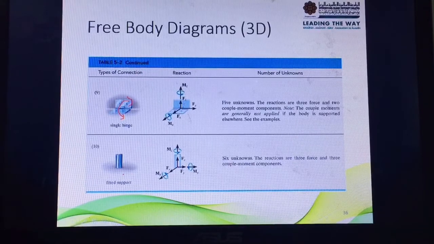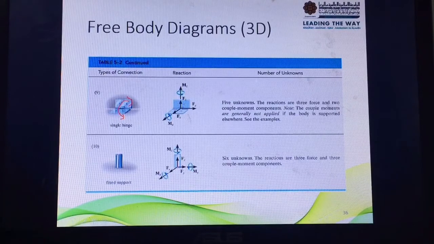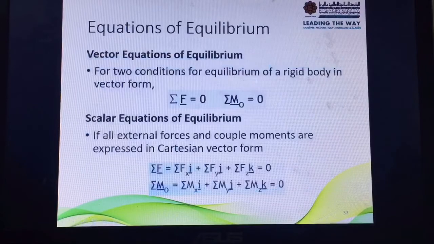Next, the fixed support. For 2D, remember that the fixed support has Ax, Ay, and Ma. Here, for the fixed support in 3D, you have three more unknowns. You have Fx, Fy, and Fz, because it's 3D, so you have an additional force in z. And then you have Mx, My, and Mz, because rotations are not allowed in any direction.